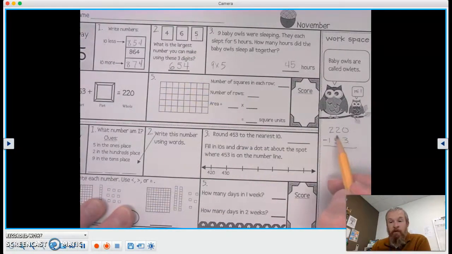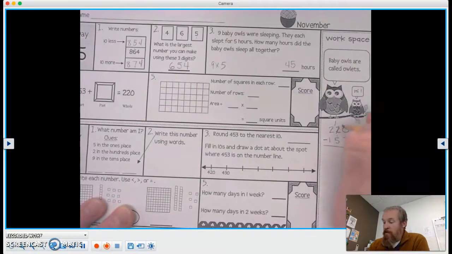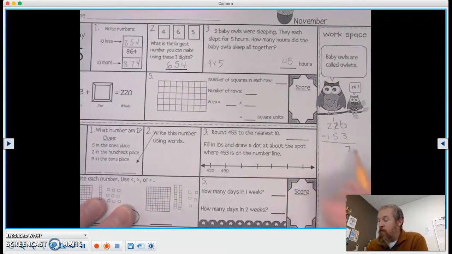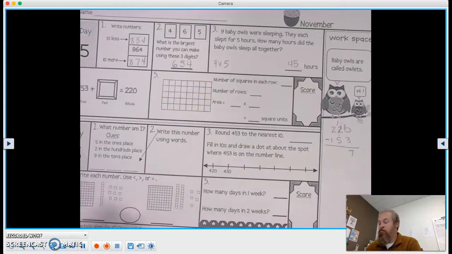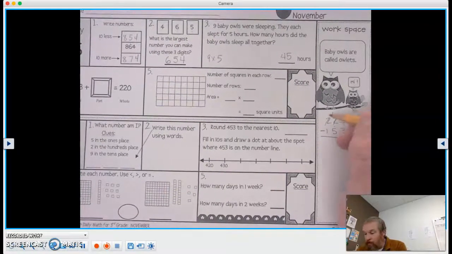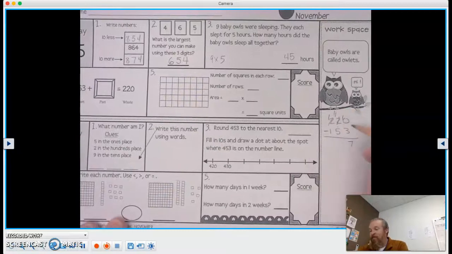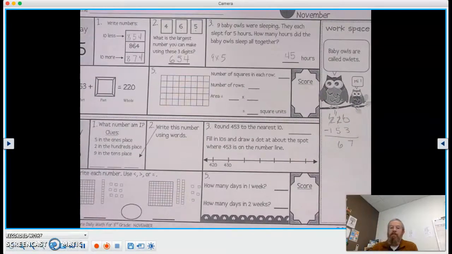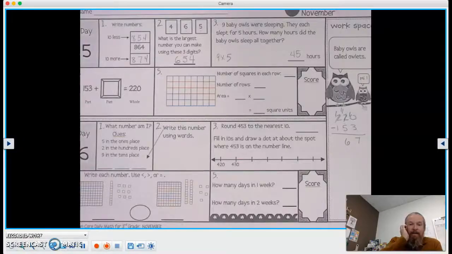We have to borrow from next door. Cross out the 2, make it a 1. And we're going to pull that 10 over to our ones column. Now we have 10 minus 3, which is 7. Okay. Now we're going to have more on the floor. We got to borrow from next door. 11 minus 5 is 6. And there is our answer.